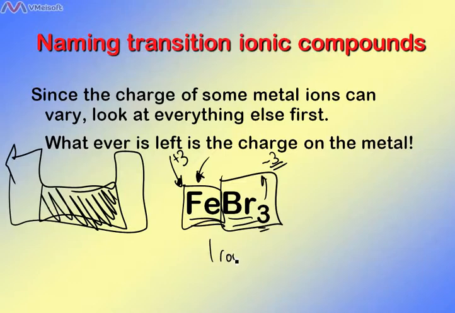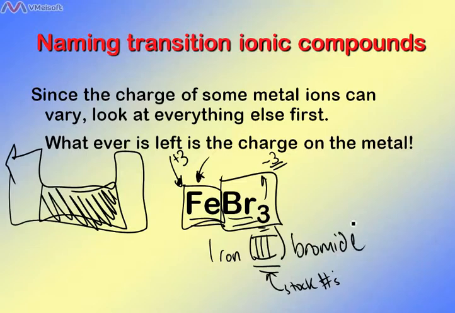Now, you need to state that in the name of it, and the way you do that is with stock numbers, which are the Roman numerals that represent the charge on the transition metal. Please note that it doesn't represent the number of iron atoms or iron ions that are in one formula unit of the compound; it's representing the charge on that.